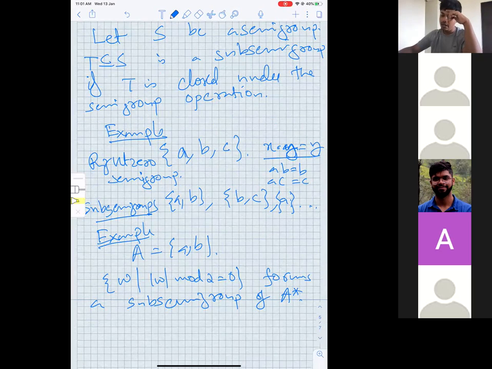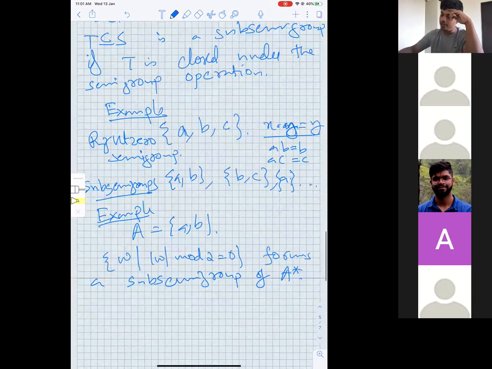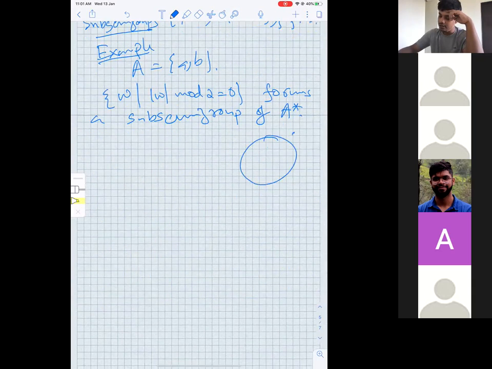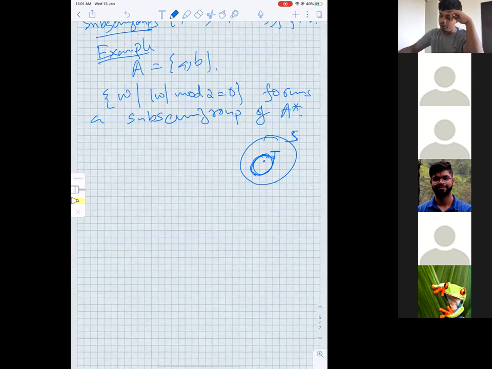Now there is one distinction. If S is a semigroup and T is a subsemigroup of S, what might happen is that T, with some idempotent within S, can form a monoid.